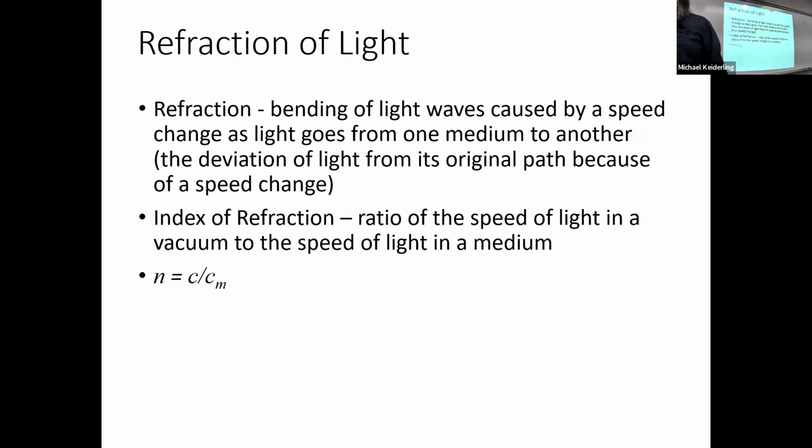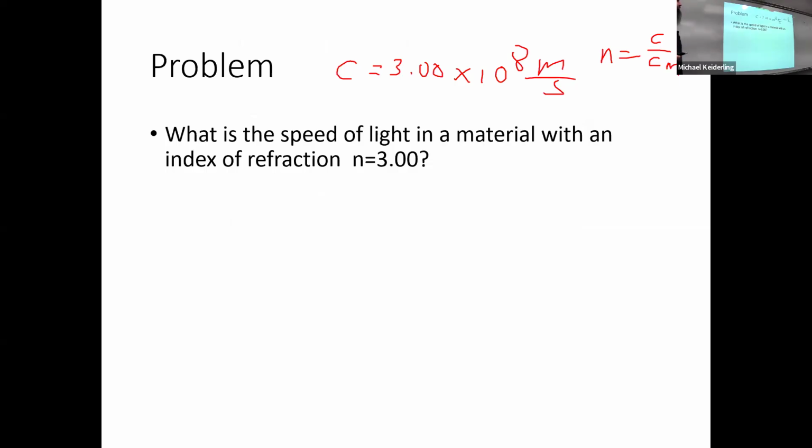Now, refraction is the bending of light waves caused by a speed change as light goes from one medium to another. So it's the deviation of light from its original path because of a speed change. The index of refraction is the ratio of the speed of light in a vacuum to the speed of light in a medium. Index of refraction n is speed of light in a vacuum divided by speed of light in that substance. So what's the speed of light in the material with an index of refraction n of 3?